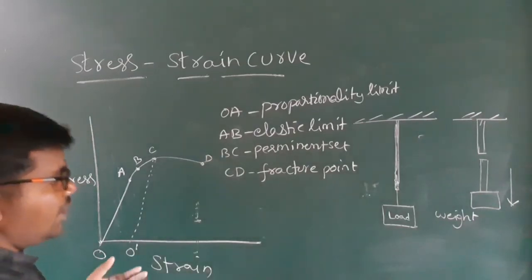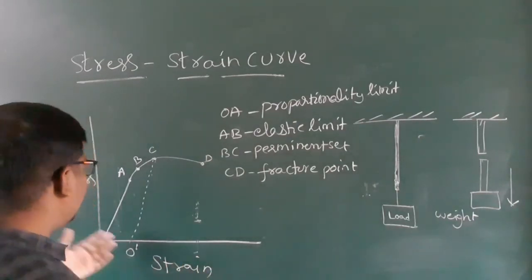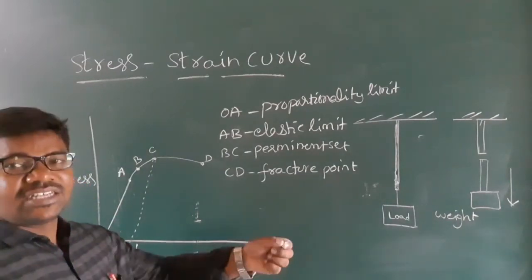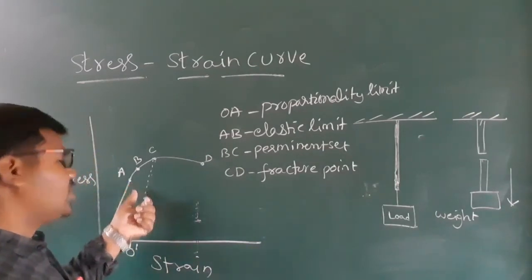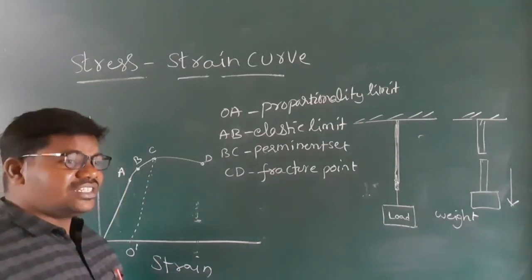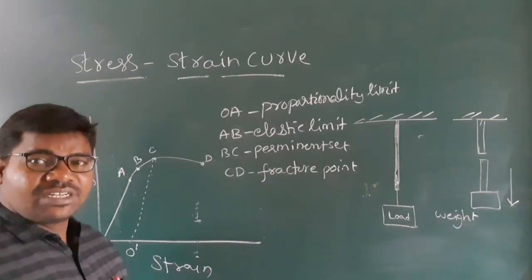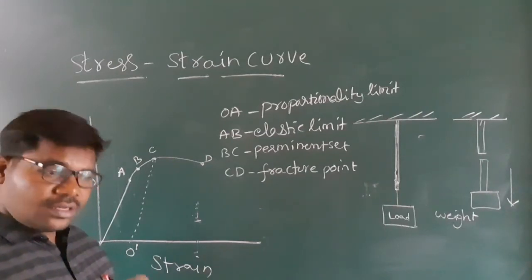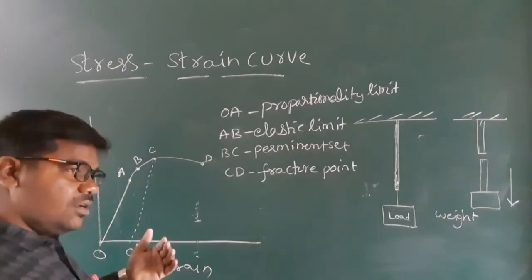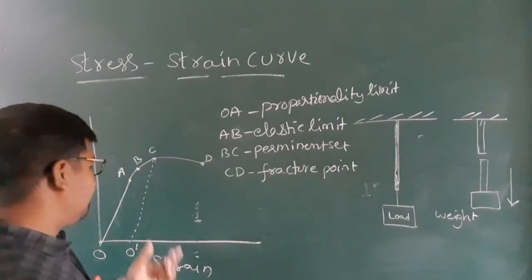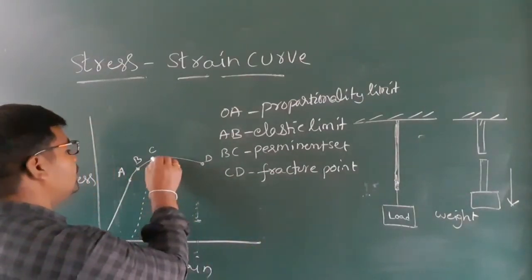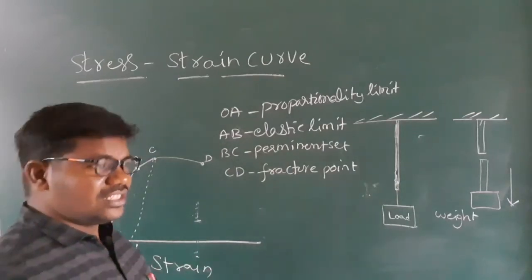Initially we apply load. As load increases, stress increases, which means strain also increases. We apply force and elongation also increases. Understand? After that we apply more force or more load, and it goes from A to B, reaching the elastic limit. At the elastic limit, if we remove the load, the material regains its original shape and size. Then we apply more force and we get the permanent set. When load is applied, the point moves from B to C, which is the permanent set.